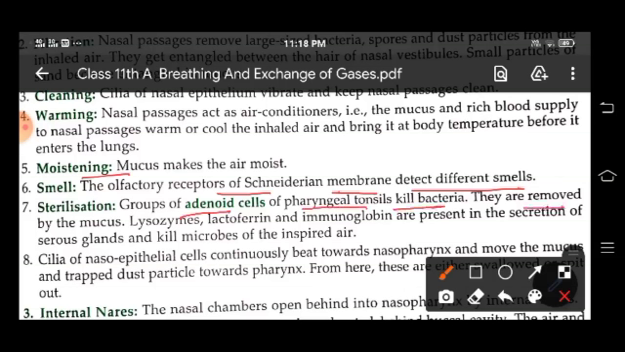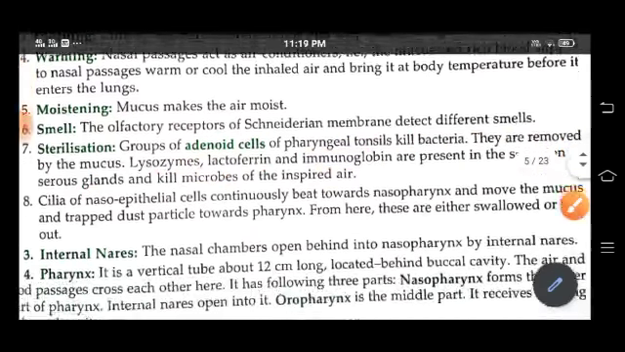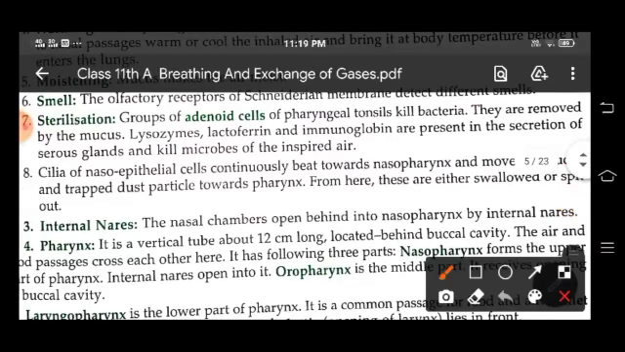They are removed by the mucus, lysosomes, lactoferrin, and immunoglobulin, which are present in the secretion of serous glands and kill microbes of the inspired air. Cilia of nasal epithelial cells continuously beat towards the nasopharynx and move the mucus and trapped dust particles toward the pharynx.